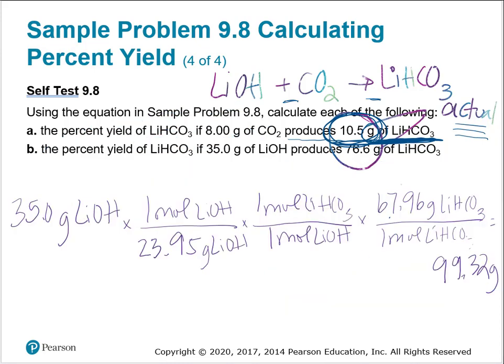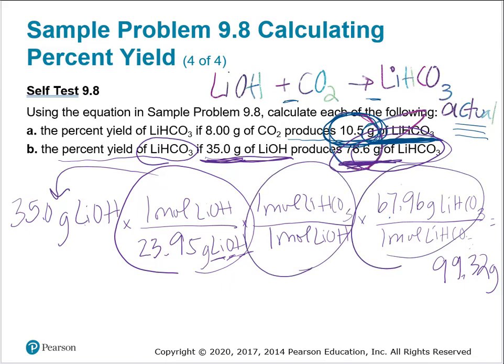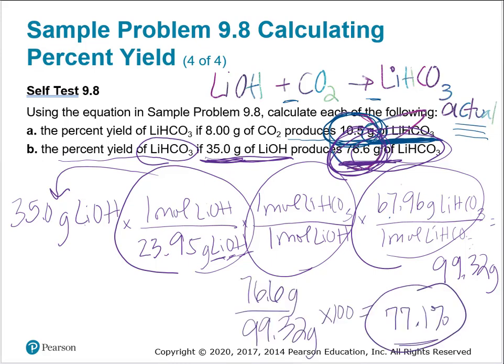For part B, we want to find the percent yield again of our product. This time we're starting with 35 grams of lithium hydroxide, so that's my starting point. And we're told that it produces 76.6 grams of product. That's my actual again. I took my 35 grams of lithium hydroxide, I went grams to moles, I added up 1 lithium, 1 oxygen, 1 hydrogen. It's a 1-to-1 ratio again, and it's the same molar mass for the same product. I got 99.32 grams. Again, we're going to take our actual divided by our theoretical, and I got 77.1% yield. All right, that's it for our practice problems, and that's it for Chapter 9.